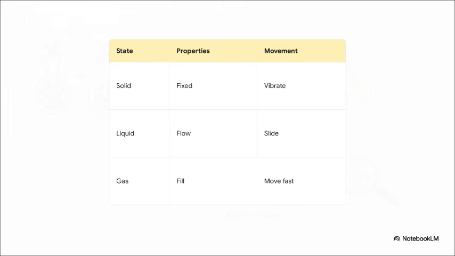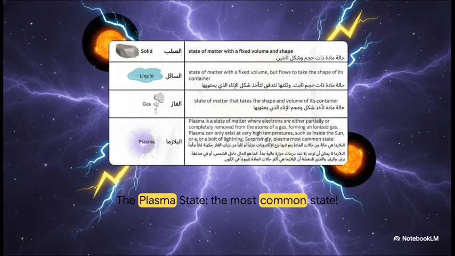And finally, gas, ghaz. These particles move super fast and spread out entirely. Thanks to that absolute freedom, a gas takes both the shape and the volume of whatever container you trap it in. But wait, there's a wild card here. We've got a 4th state to talk about, plasma, or plasma. This is a state of matter where electrons are actually stripped right away, forming an ionized gas. You only really find plasma at unimaginably high temperatures, like inside the sun or in a blinding bolt of lightning. And definitely keep this trivia in your back pocket. Surprisingly, plasma is actually the most common state of matter in the entire universe.